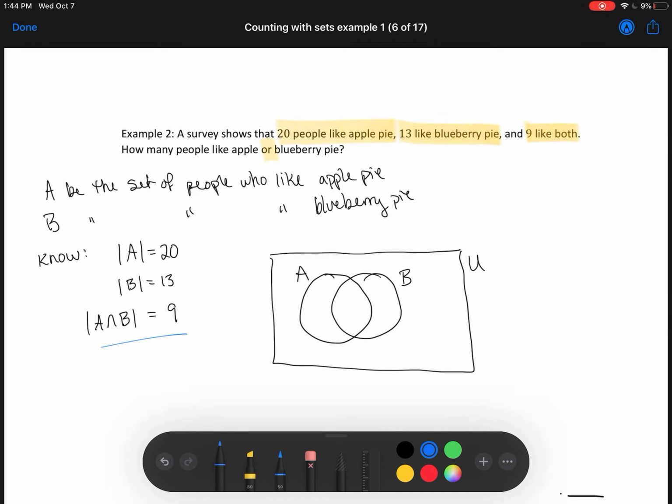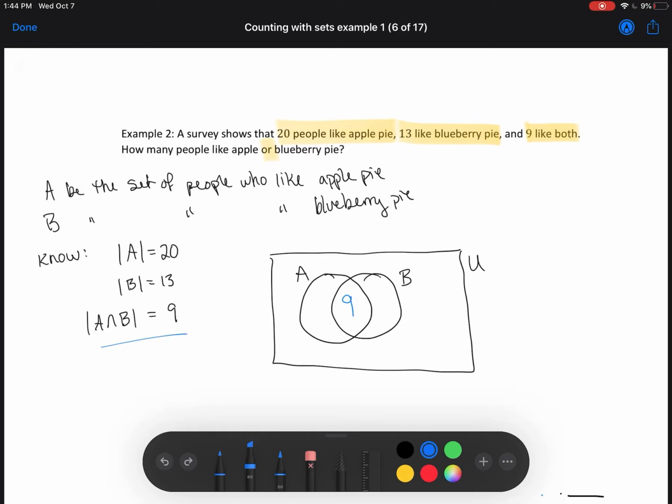So whenever you're answering this type of question, you always want to start with the intersection. Since there are 9 people that like both types of pie, and we said that that was A intersect B, we're going to fill in this center region right here in the Venn diagram with a 9. What that represents is that 9 people are in both of those sets. All right, so now we want to know basically what number goes here and what number goes here.